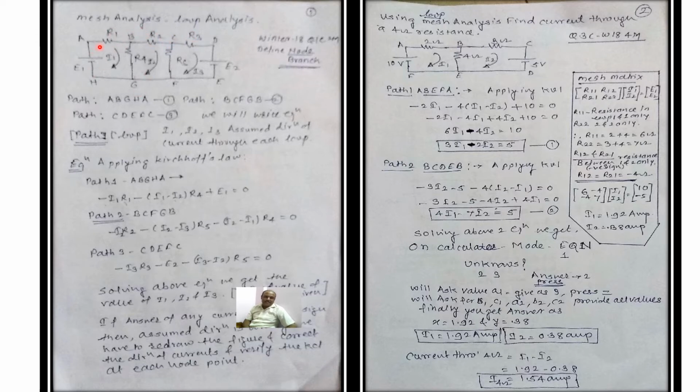Now in loop analysis, first of all, let us consider what is meant by a loop. A loop means a path: we start from A, continue, and return back to A. So A, B, G, H, A is a loop, also called a mesh. Likewise B, C, F, G is also a loop or mesh. A loop within a loop is called a mesh.